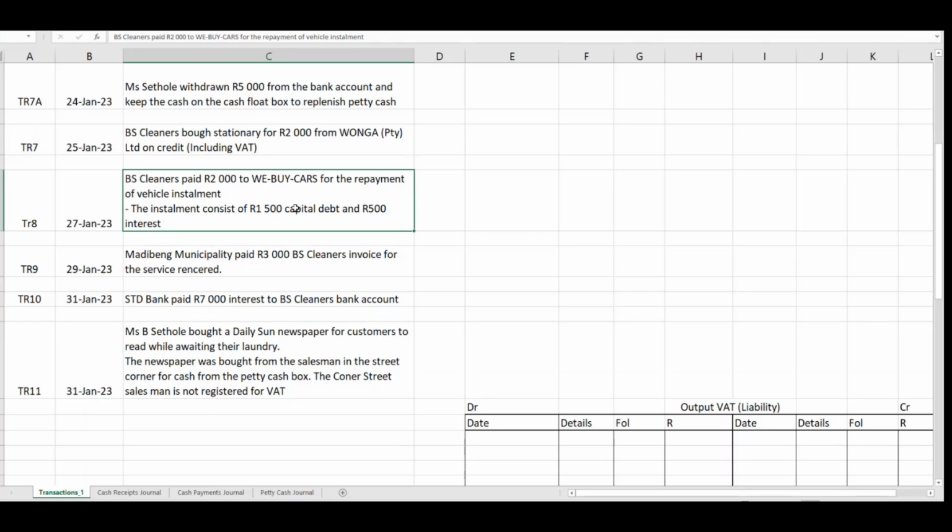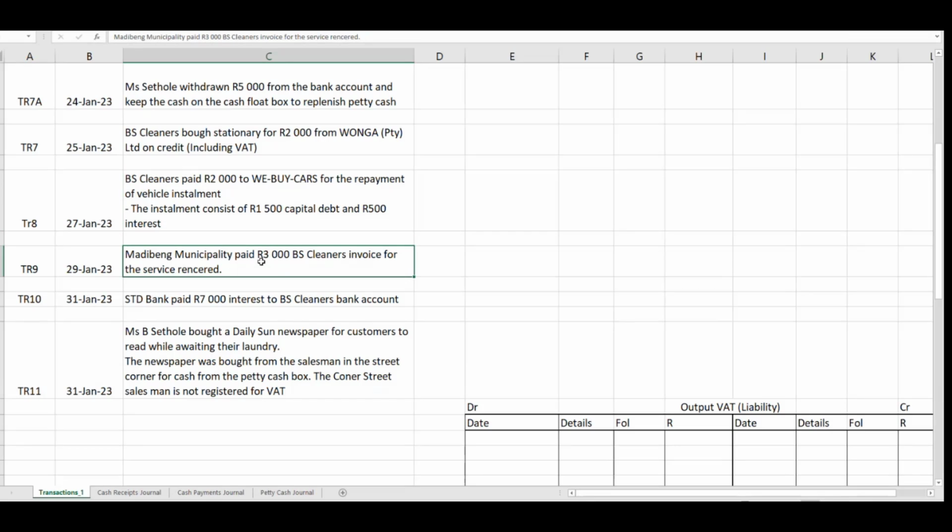Let's move to transaction number 8. BS Cleaners paid 2,000 to buy cars, payment of the installment is 1,005 and interest is 500. Did we say anything about VAT here? No, we did not mention any VAT. This is financial services, which is exempted from VAT, so no VAT.